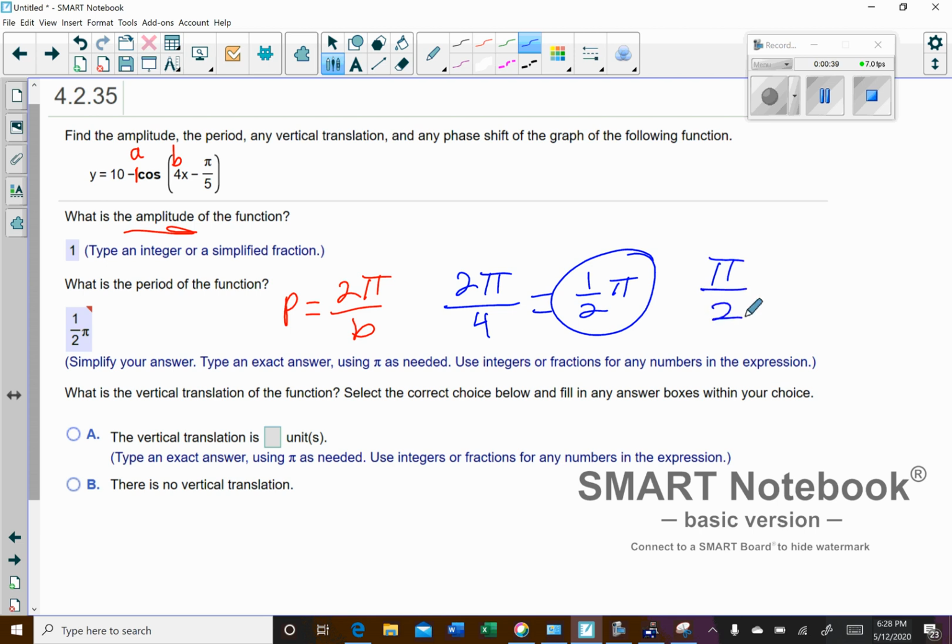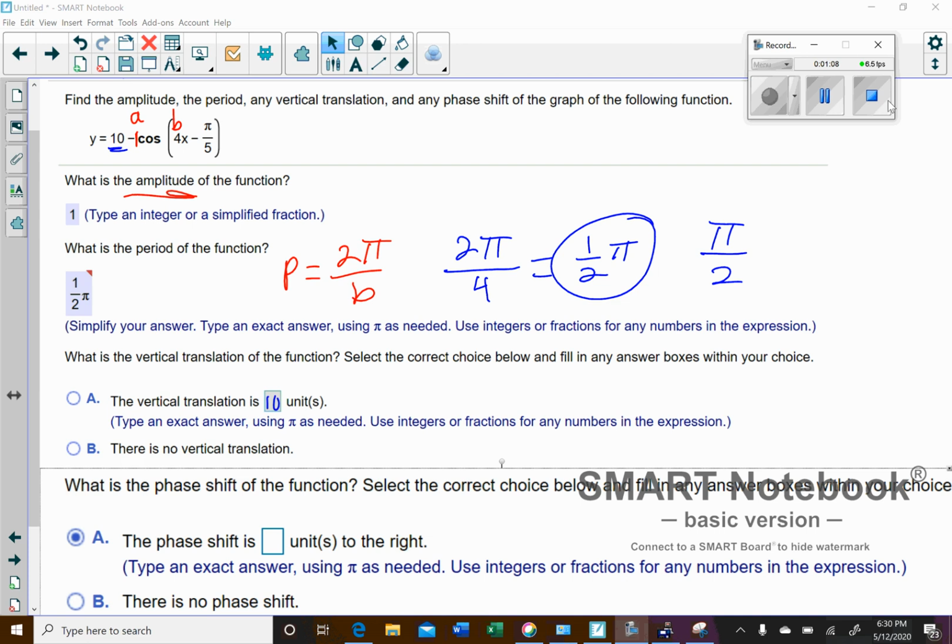Okay, so then next it's asking us for our vertical transformation. And so that's going to be the +10 right here. That +10 is going to cause you to go up 10 units. So that's what we're looking at there. And then from there, you're basically getting all the information to help you pick the right graph. So hopefully from there, you should be good.